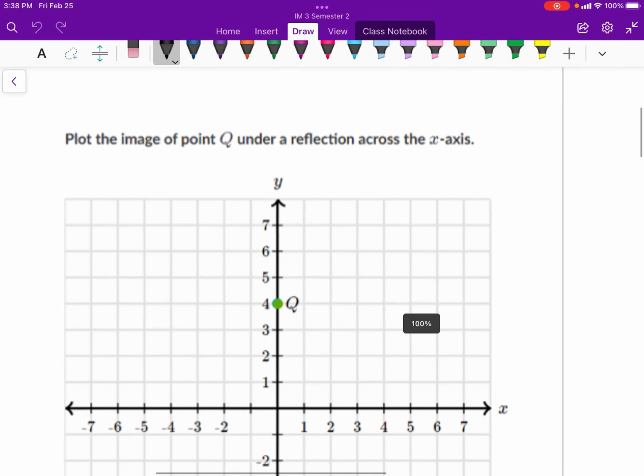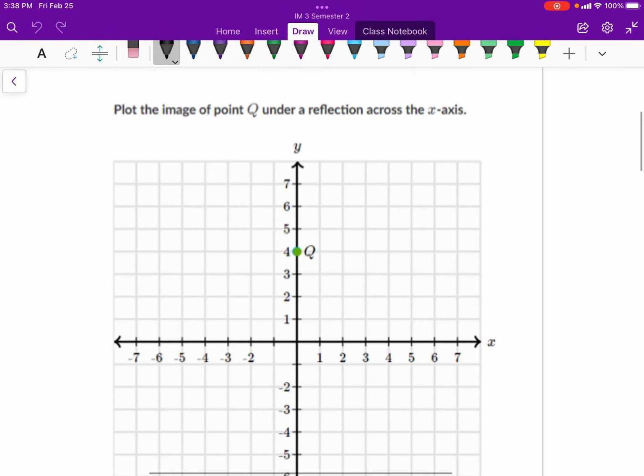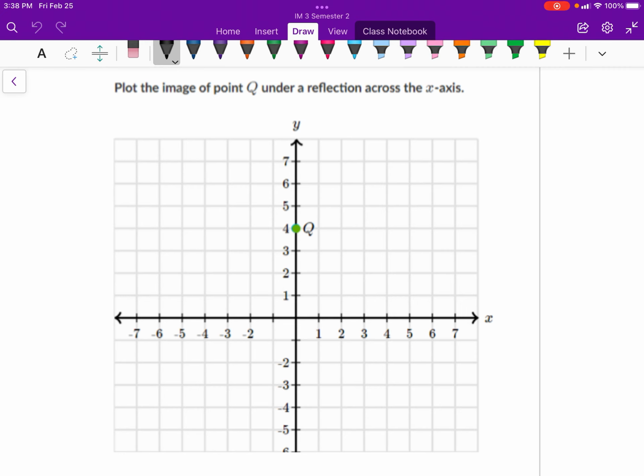So starting off with this first one here, guys, it says plot the image of point Q under a reflection across the x-axis. In this case, point Q is our point here, the one that's in green. It's right there. That's our point. And they want us to reflect it across the x-axis. The x-axis is the line that runs horizontally in this case.